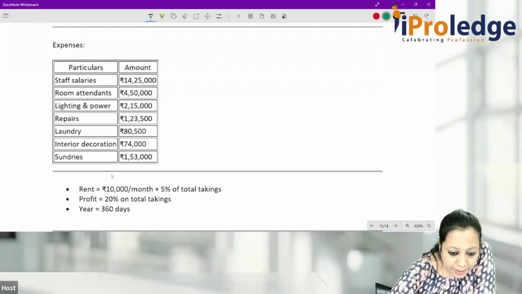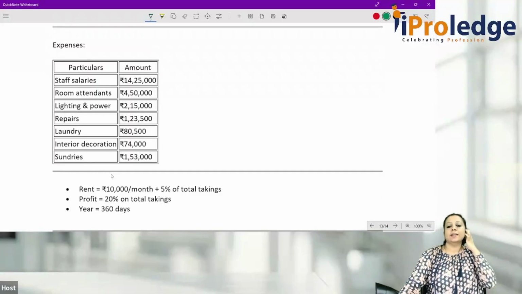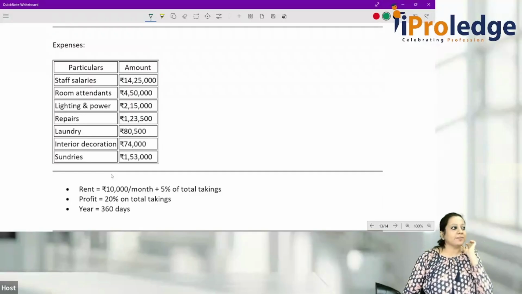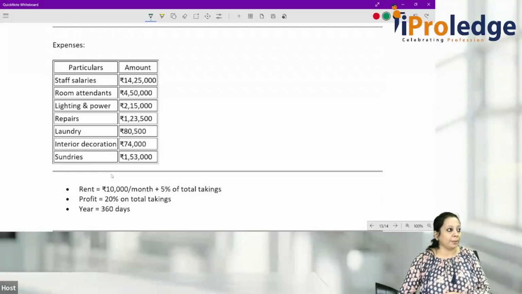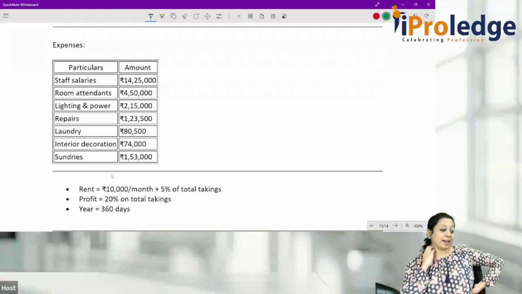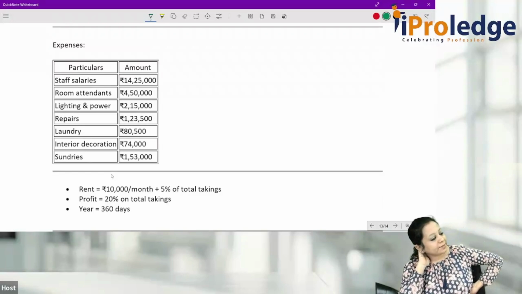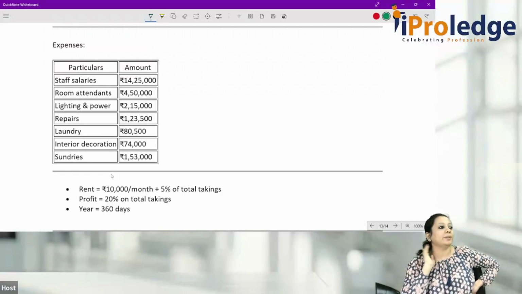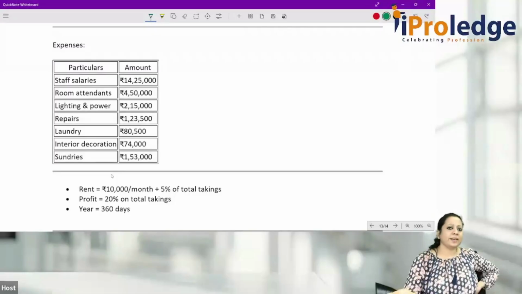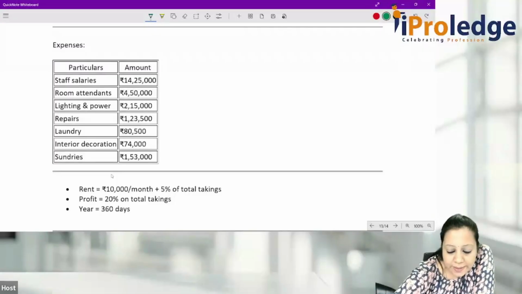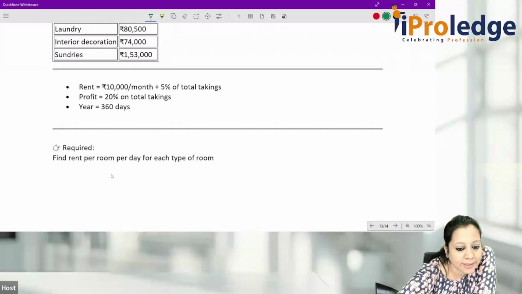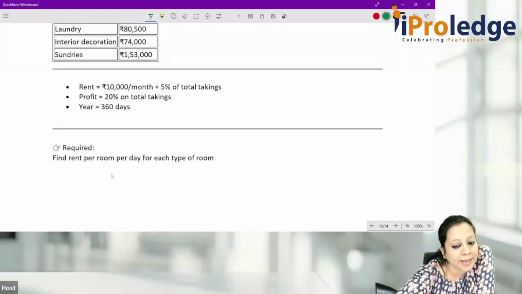All expenses. Okay. Rent is equal to 10,000 plus 5% of total takings. In yesterday's class also we have done something similar to this. I hope you all remember. Of the total takings, we had considered 5%, 10%. We had to consider takings and then do the backward working. Now also we'll do it; you'll be able to catch it up. Now, profit is 20% on takings. Year is having 360 days. Find the rent per room per day for each type of room.